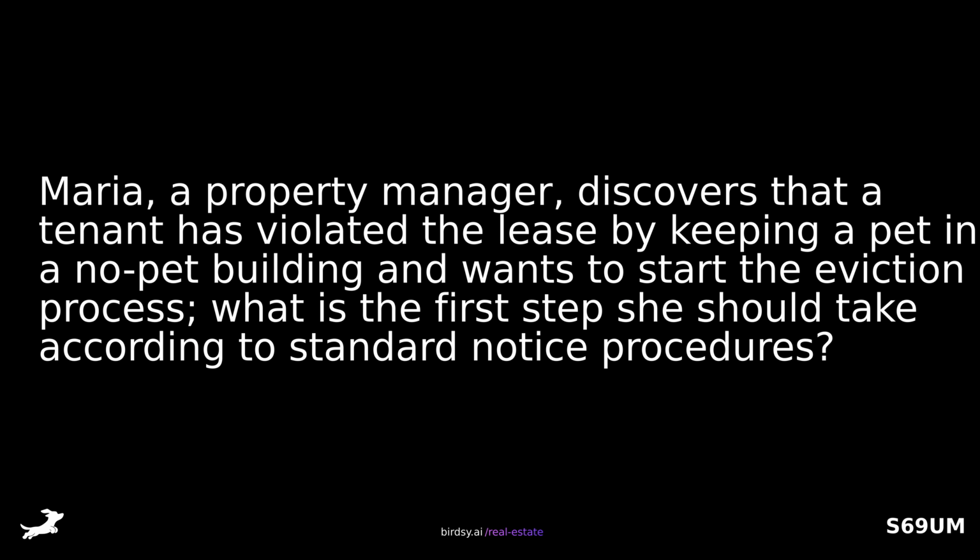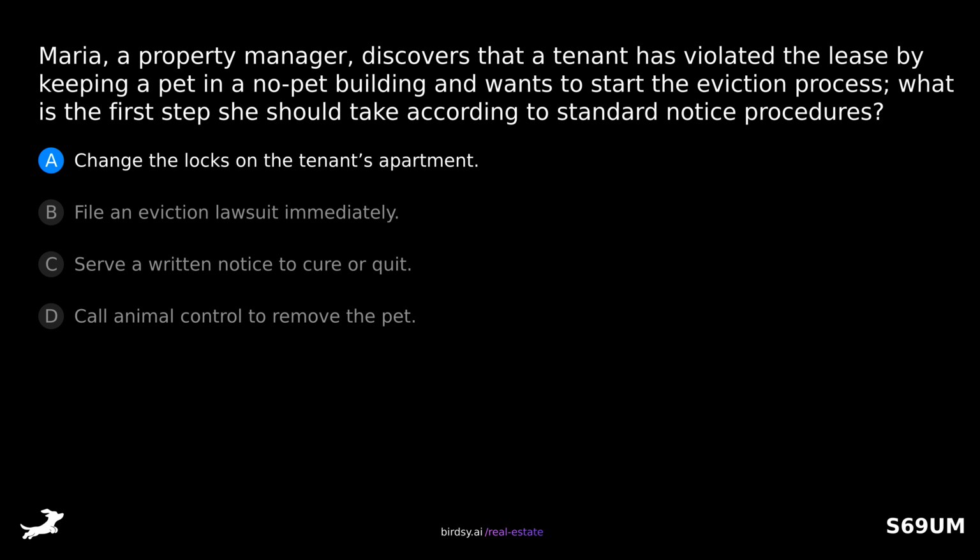Maria, a property manager, discovers that a tenant has violated the lease by keeping a pet in a no-pet building and wants to start the eviction process. What is the first step she should take according to standard notice procedures? Is it A, change the locks on the tenant's apartment? B, file an eviction lawsuit immediately? C, serve a written notice to cure or quit? Or D, call animal control to remove the pet?